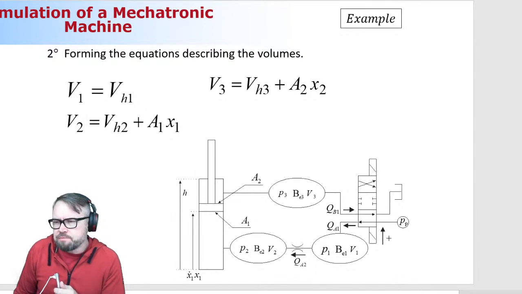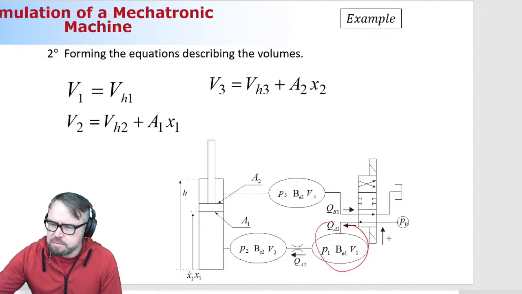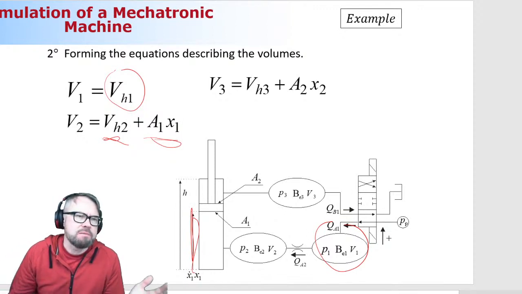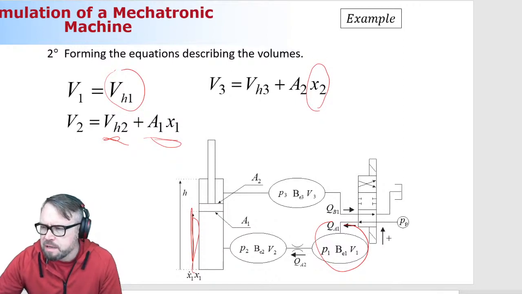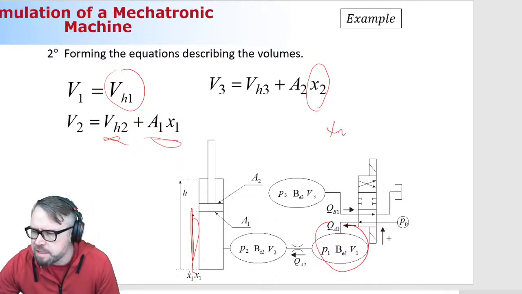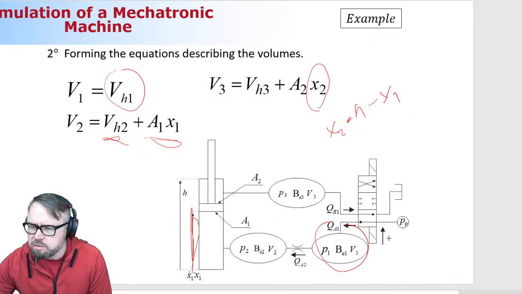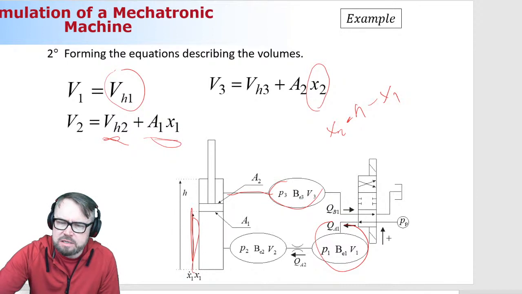Okay, step number two, equations for volumes. Very simple. This volume here is only the hose that is connecting these two components. The second one is a hose plus the space where the piston is traveling. So X is measuring how far the piston is from the bottom of the cylinder. And the same information is, well, I know that this is a little bit confusing. X2 is supposed to be H minus X1. So that's the one that is used here. And that's it, we're done with step number two.